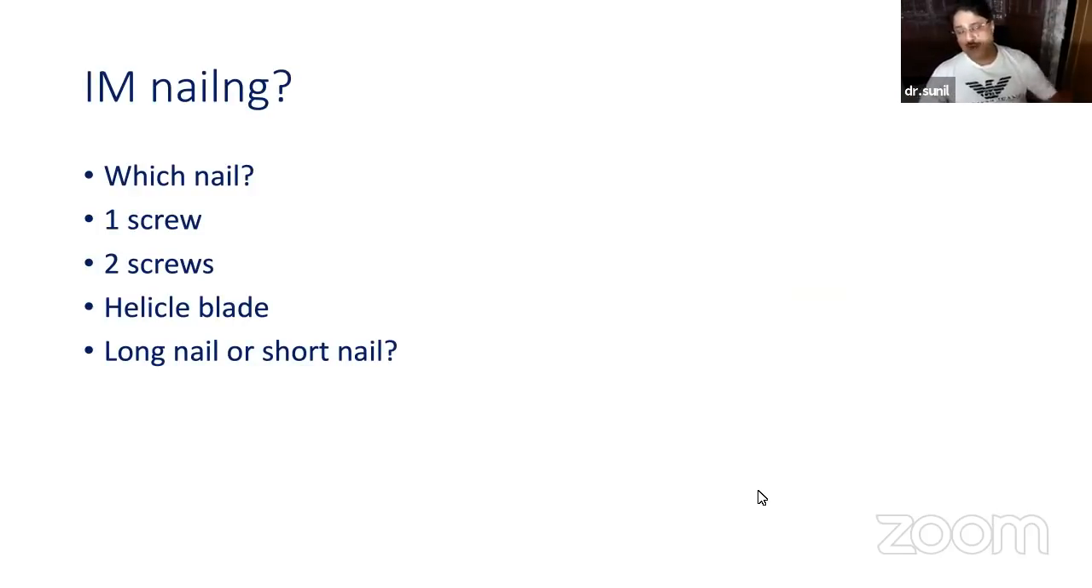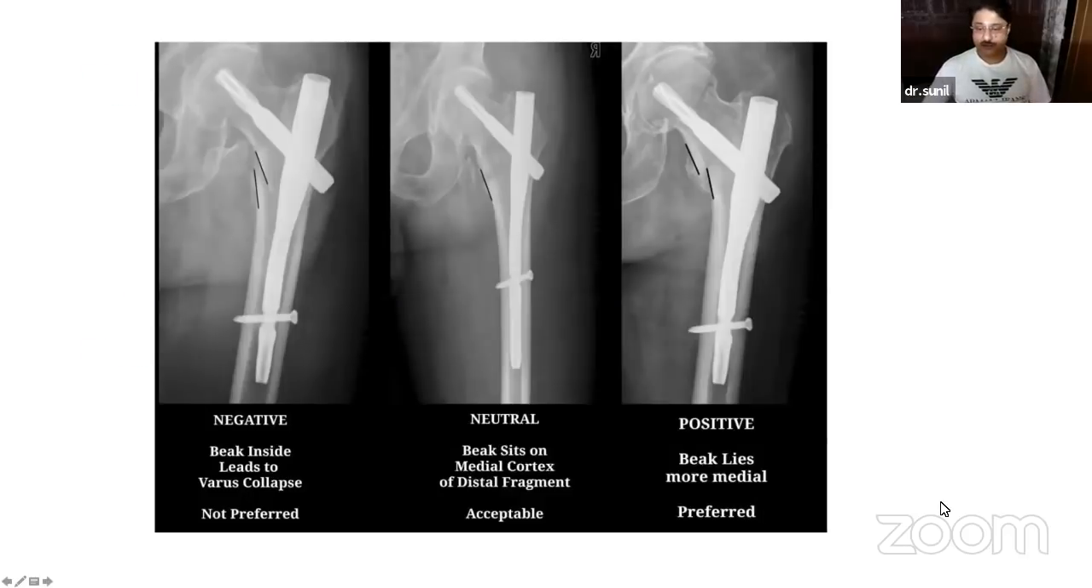Now, the second part is which nail? One screw, two screw, helical blade, long nail, short nail. All going to be discussed. As you know, it has now been proved that there are 3 types of assessment of the reduction. If the proximal fragment has gone inside the shaft, that means it is varus. This is neutral, which is exactly one, and positive is when the proximal fragment is medial to the distal. That is desirable, probably, if neutral is not possible.